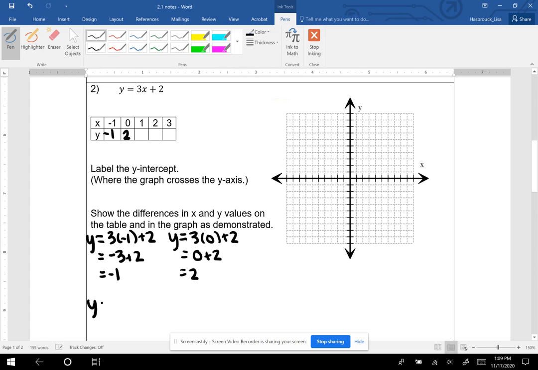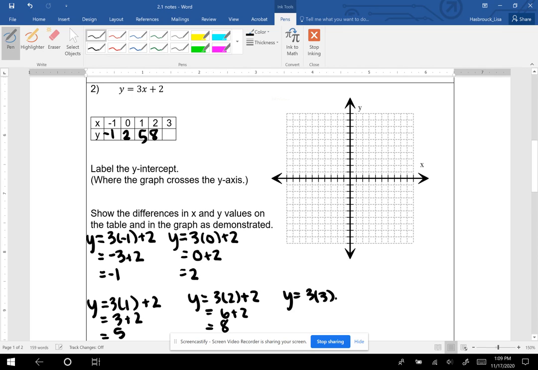Then for the next one, y equals 3 times 1 plus 2. So I get 3 plus 2, which is 5. For the next one, y equals 3 times 2 plus 2. So I get 6 plus 2, which is 8. And for the last one, y equals 3 times 3 plus 2. So 9 plus 2, which is 11.